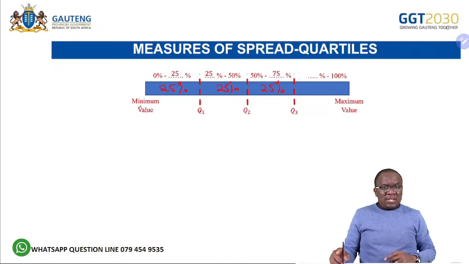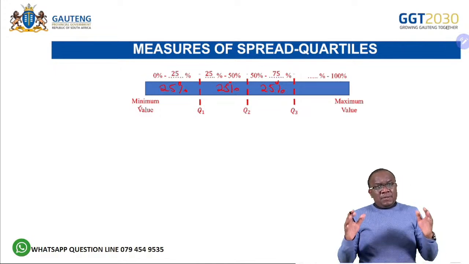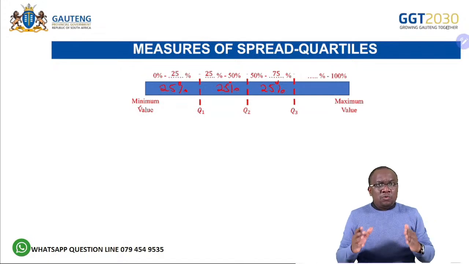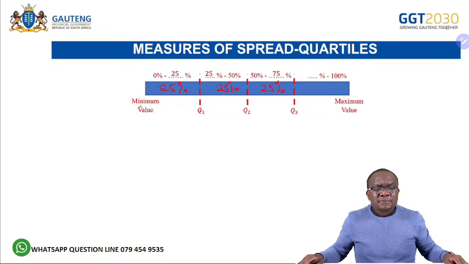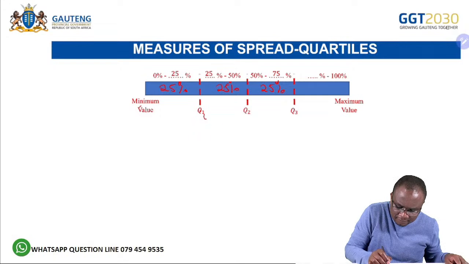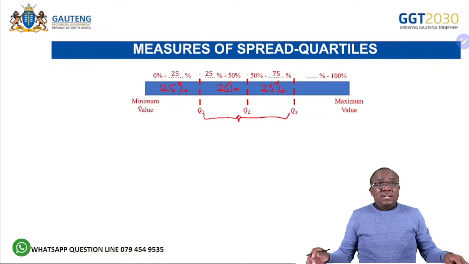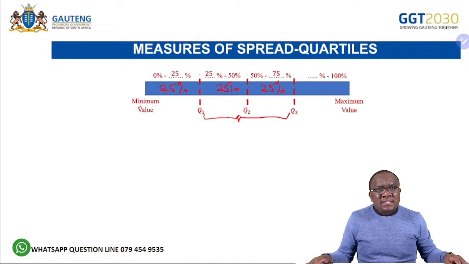Right, let me ask you one thing before we continue. How many percent is between quartile 1 and quartile 3? From here up to there. Between the upper quartile and the lower quartile, how many percent is that? It is 50%.